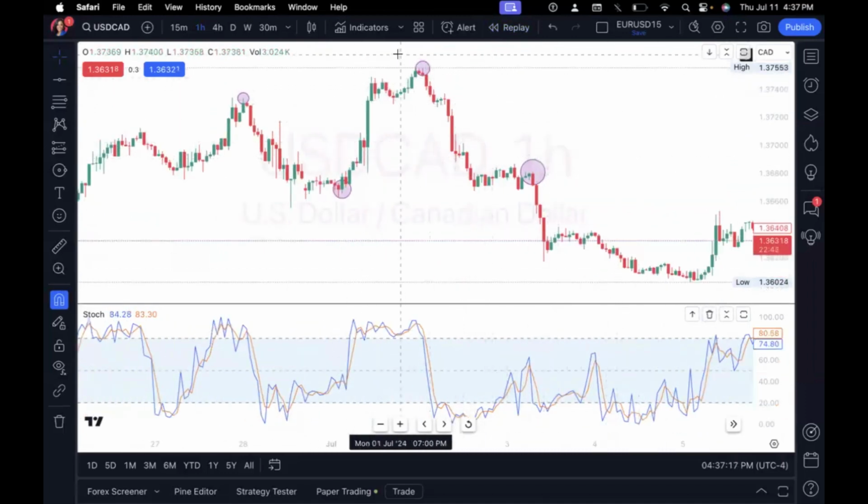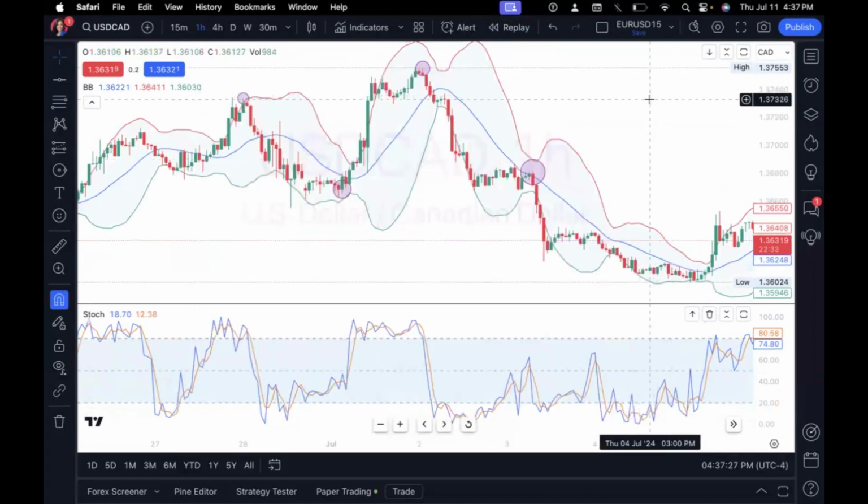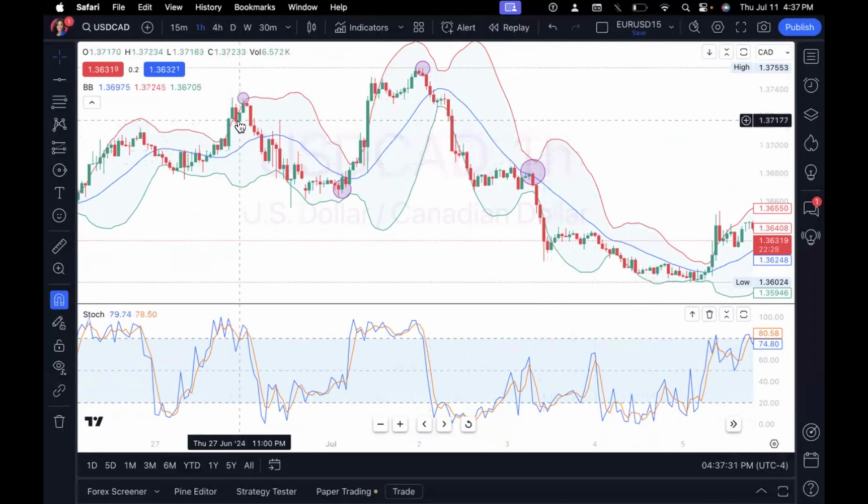Now, another indicator we're going to go over, because these are indicators that I've reviewed individually on my channel, we're going to go ahead and add the Bollinger Bands. And the Bollinger Bands is a really great indicator for beginners because it has three different lines this time. It has a red line at the top, which typically acts as resistance. It has a bottom green line that typically acts as support. And it also has a middle line, which acts as an EMA.